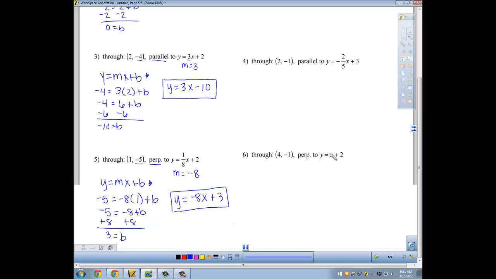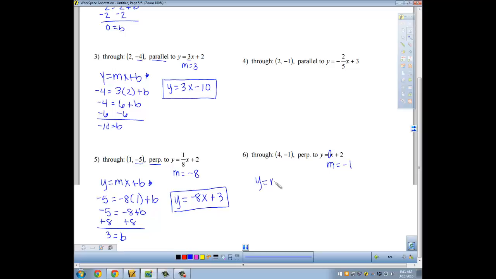Number 6, this time my slope was 1. The opposite of 1 is negative 1. If it was, for example, if my slope was 2, the opposite of 2 would be negative 1/2, so keep that in mind. Here, negative 1 over 1 is still just negative 1. So if it was like 3, it would be negative 1/3. If it was 4, negative 1/4, so the complete opposite.